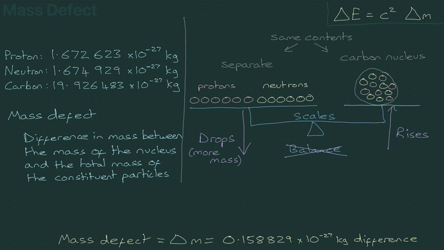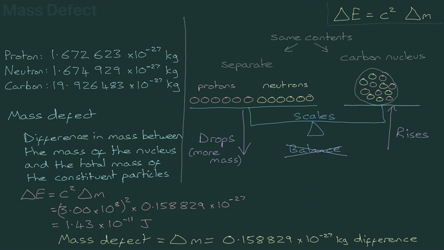Where did the mass go? That's easy. Einstein's equation tells us it became energy. Delta E equals c squared delta M. 3.00 times 10 to the 8 squared times 0.158829 times 10 to the minus 27 gives us 1.43 times 10 to the minus 11 joules. That's a very small amount of energy, but when we're doing particle physics, we can have so many particles that the energy that we get in total is huge.